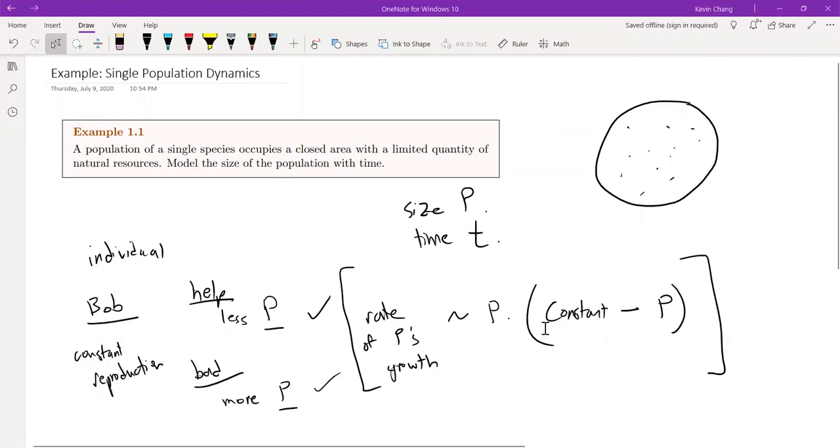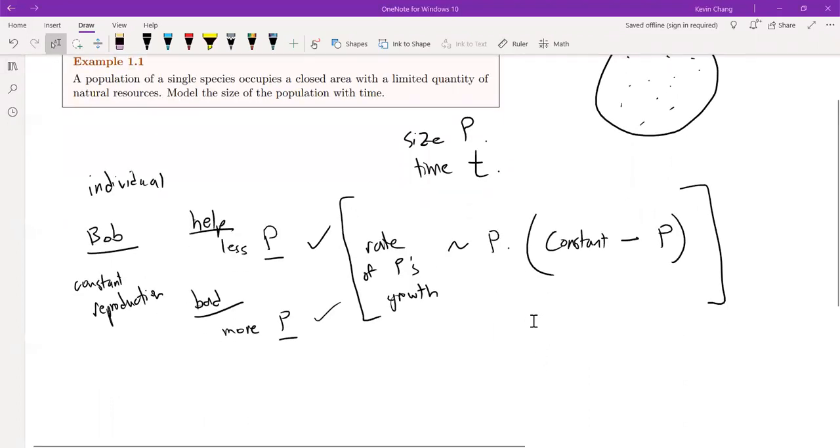And so essentially what we're doing here is we have a rate being proportional to the size of the population multiplied by this expression right here, a constant minus P. And this is great and all, but how can we analyze mathematically this relation? Well, we're going to need to handle rates here. So remember, this is the rate of P's growth, the rate of the size P changing versus time.